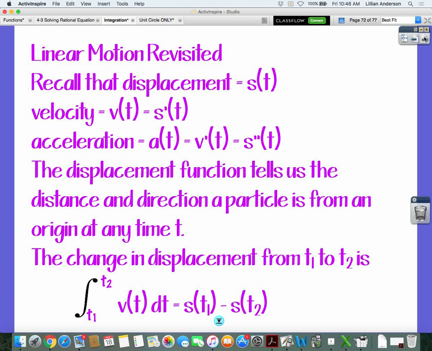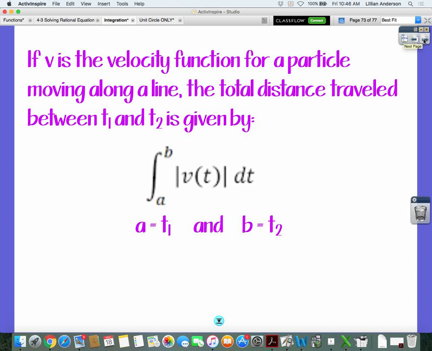Now one concept that goes along with linear motion: because if we're given a velocity function and have to find displacement, then we do the antiderivative. But there's one concept that's not in derivatives but is with integration and linear motion. It's this whole idea of total distance traveled. If velocity is given for a particle moving along a line, the total distance traveled between 2 time intervals is the integral from A to B of the absolute value of velocity. Of course, A represents time 1 and B represents time 2.